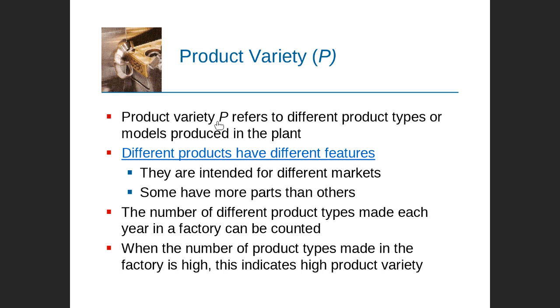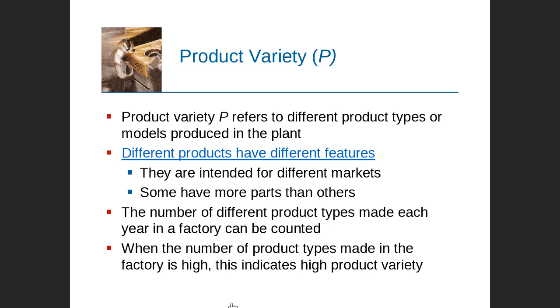This is a table, this is a chair. What is the common here? There is nothing in common. It's totally different. Variety. When you say variety, one wants to make a chair, one wants to make a table, one wants to make a nail, one wants to make whatever. So different products. This is a variety. So product variety refers to different product types or models produced in the same plant or same company or whatever.